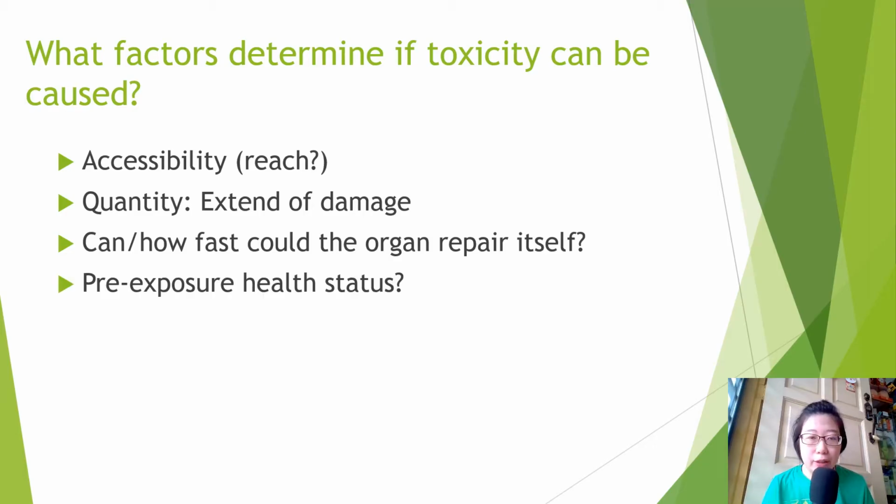Another part is the pre-exposure health status of the individual. For example, if a person already has an underlying liver disease, that person's liver function is obviously not at its optimum compared to a normal healthy individual. So if there's exposure to a toxicant which is going to further damage or reduce liver function, the person will be more susceptible to the toxicity. The exposure concentration may not have to be very high, but the person with liver impairment would start to experience toxicity effects, whereas normal individuals may not yet.